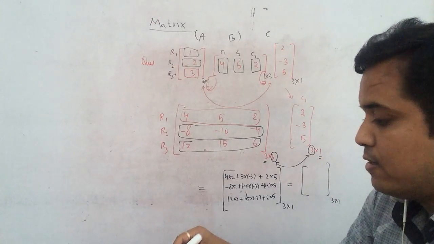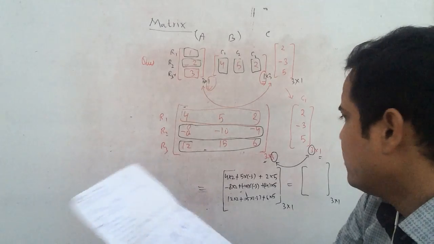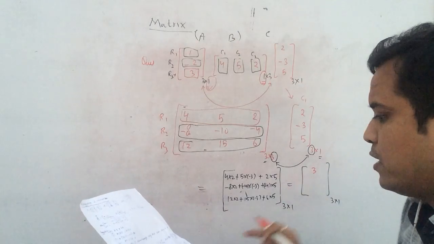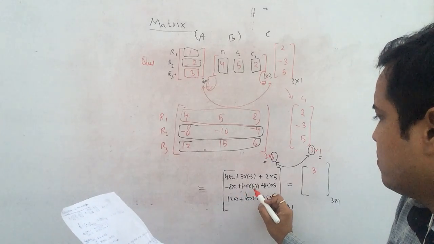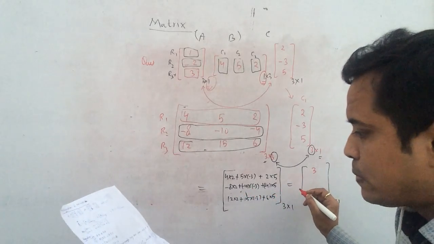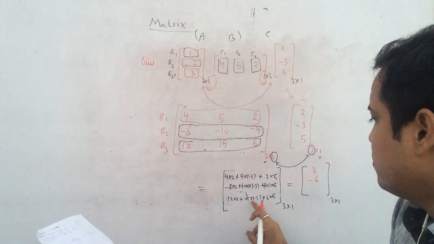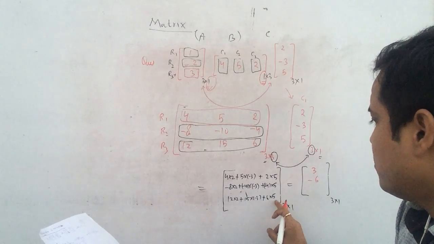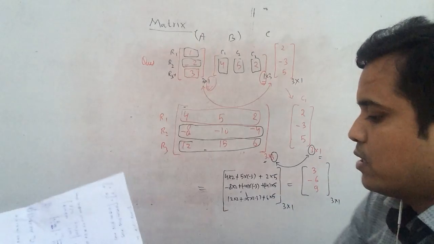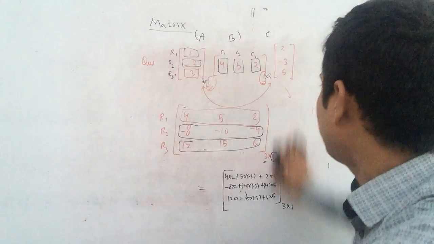When you solve this, you would get 8 minus 15 plus 10, which is 3, then minus 16 plus 30 minus 20, you'd get minus 6, and then 24 minus 45 plus 30, you'd get 9. So this is the answer. Let's move to the next question, and this would be the last one.